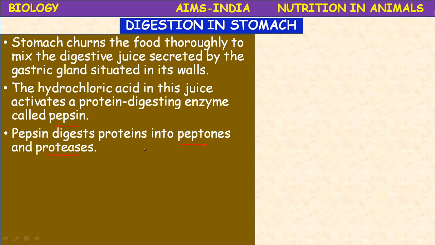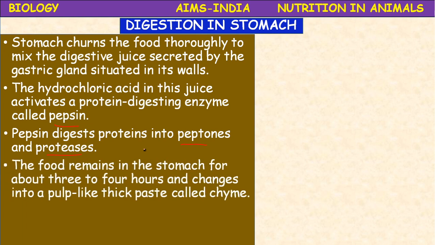The food undergoes physical and chemical changes in the stomach. As I told you, the stomach is a bag-like structure made up of muscles. So the food is thoroughly mixed by the action of muscles in different angles present in the stomach. That's why the food is stored for some 3 to 4 hours in the stomach. So this pepsin digests the proteins into peptones and proteases. These are not the end products of proteins. Partial digestion of proteins takes place in the stomach.